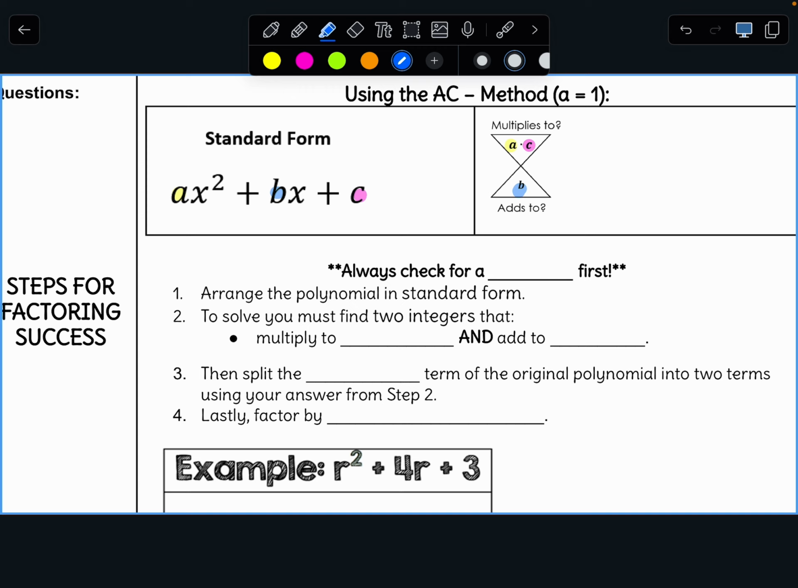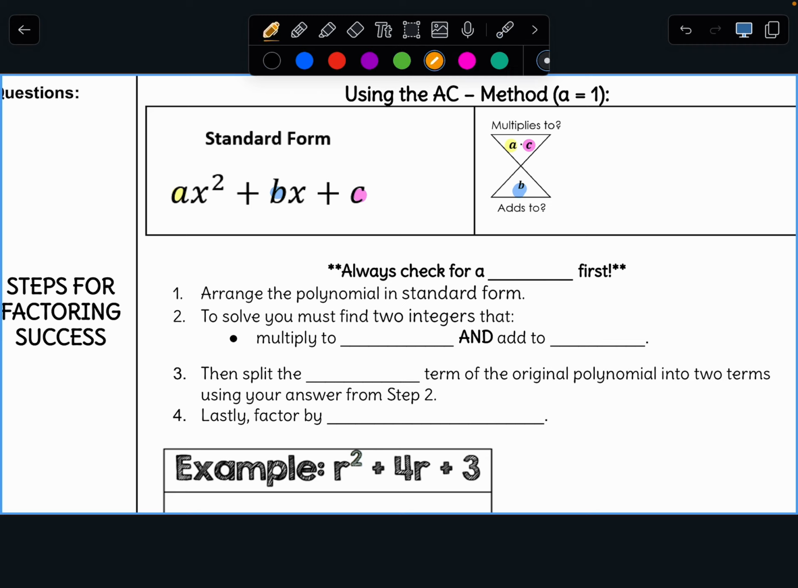Remember that standard form? Again, this is a review from last year and probably your 8th grade year. Standard form, we go in descending order. So x squared, x, and then no x. A, b, and c represent numbers, and c is referred to as a constant, and a and b are coefficients.